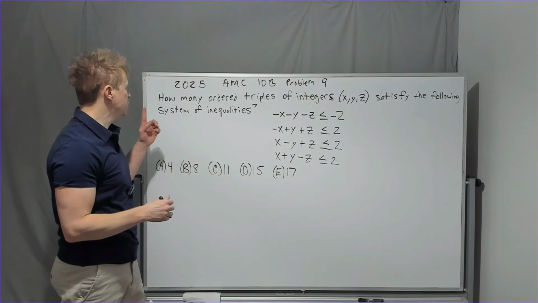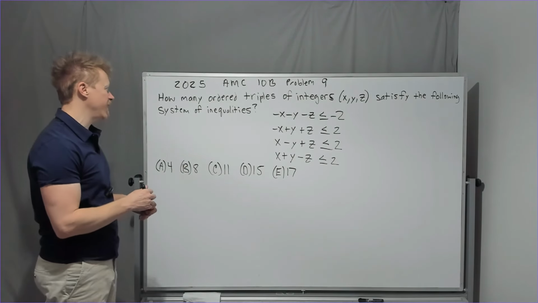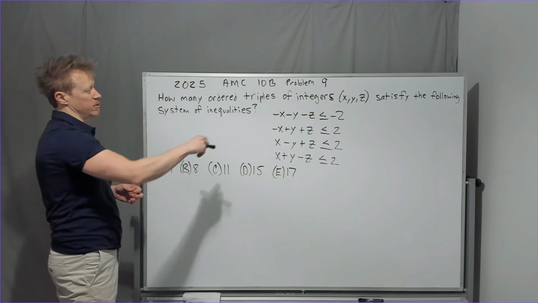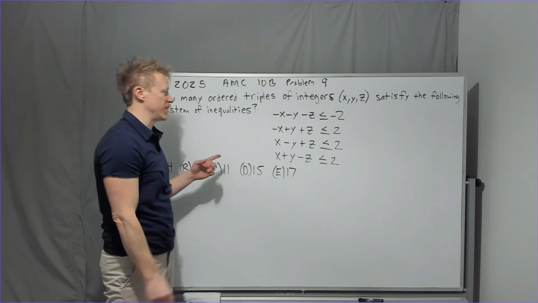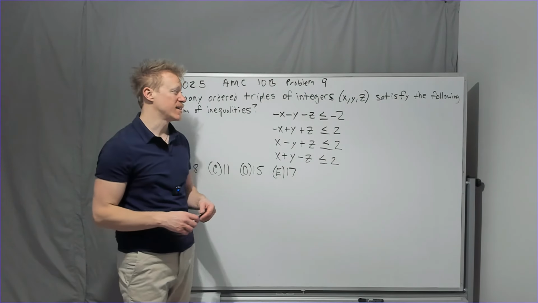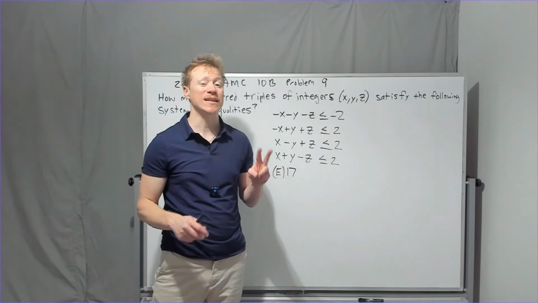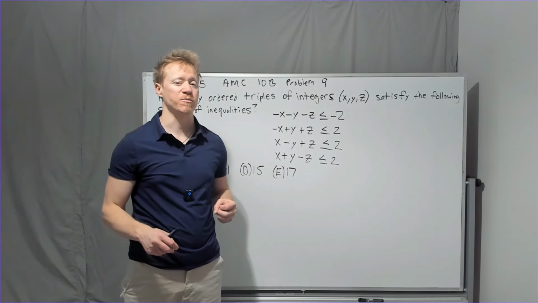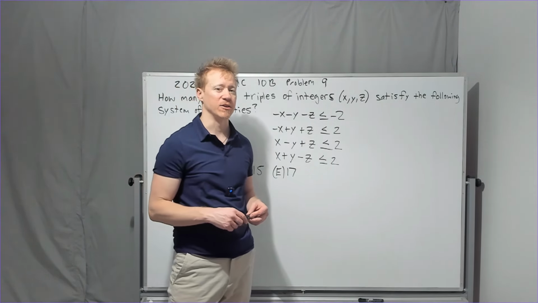So now, 2025 10B problem 9. How many ordered triples of integers x, y, z satisfy the following system of inequalities? What's interesting is this is the second themed kind of problem that has appeared on this year's contest.